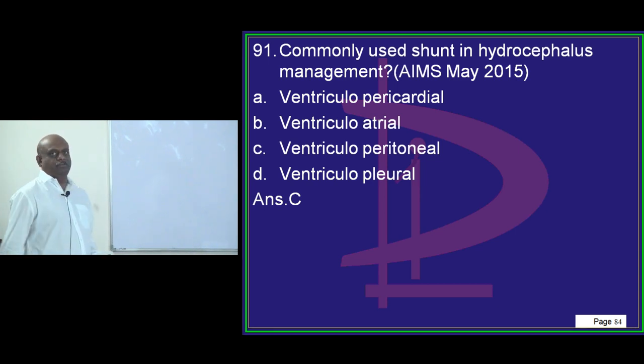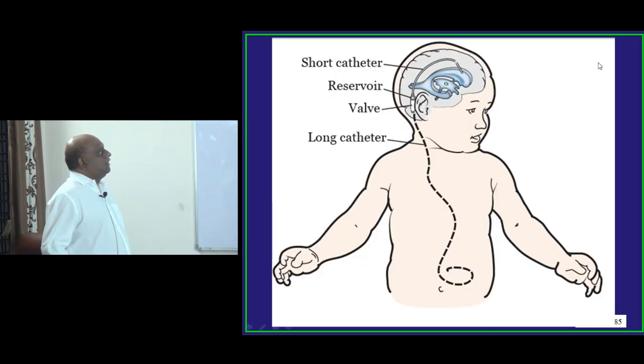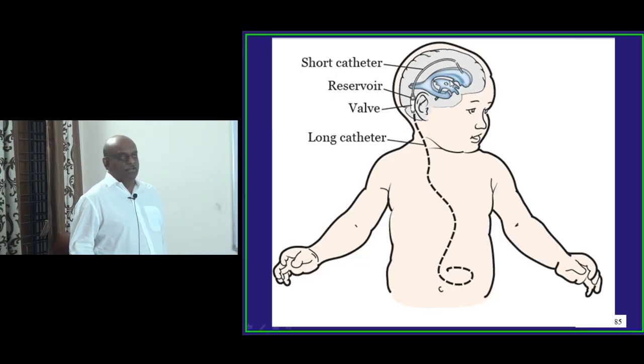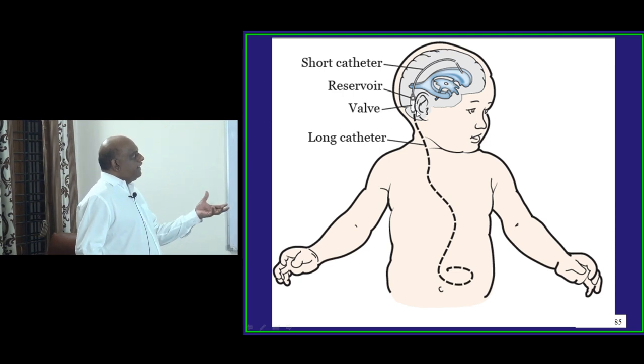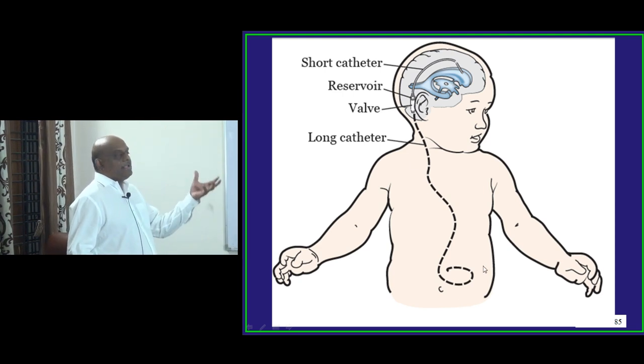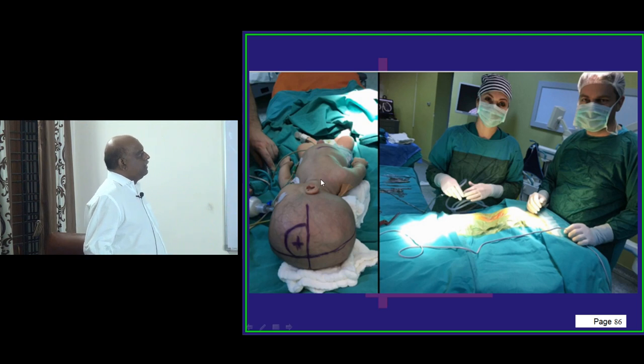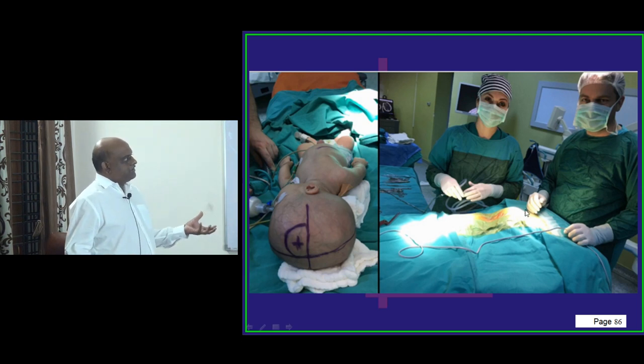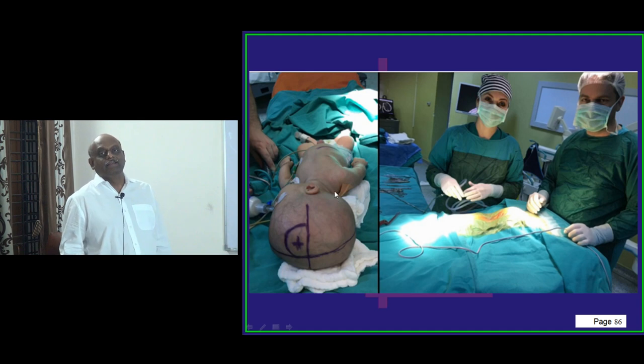Ventriculoperitoneal shunt is the one which you will be using. So, you will be passing a catheter which has got a reservoir, a valve, and that will be passing into the peritoneum. So, this is another example. The surgeons are getting ready to put up a ventriculoperitoneal shunt in a baby who is having hydrocephalus, is what you are able to classically see.